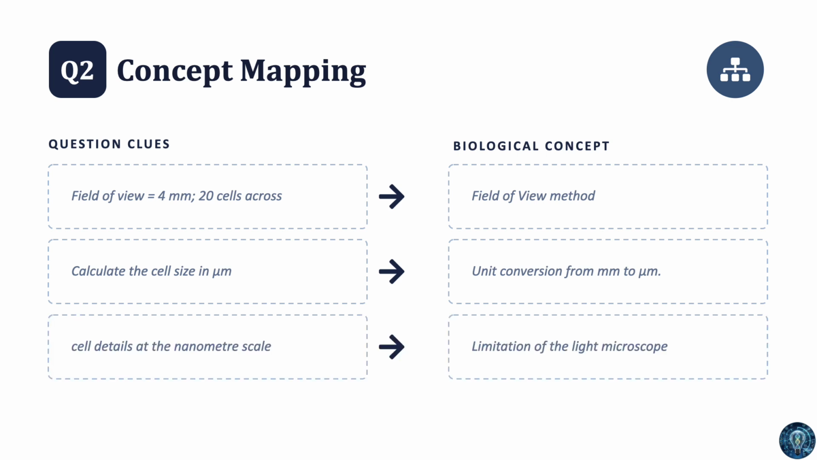The third clue is see fine details at the nanometer scale. This points to the limitation of a light microscope. A light microscope simply cannot resolve structures that small. Finally, the clue name the instrument and its difference tells you to recall the electron microscope and explain how it differs from a light microscope. Once you connect each clue to its biological concept, solving the question becomes much more straightforward.